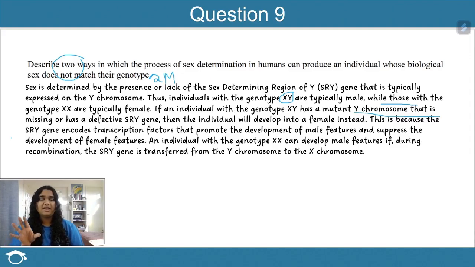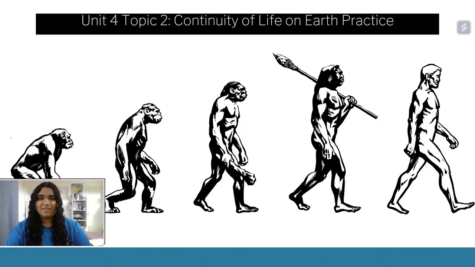Alternatively, you can also get an individual with genotype XX developing male features if, during recombination, the SRY gene from the father is transferred to the Y chromosome, from the Y chromosome of the father to the X chromosome in some capacity. And so that's another way, along with aneuploidy, if you remember what that is, that intersex individuals can come about biologically. So that brings us to our final topic.